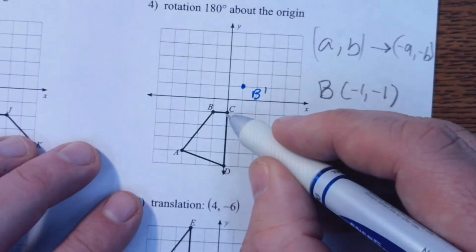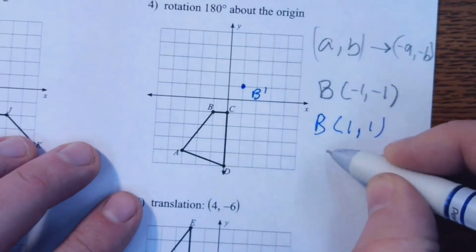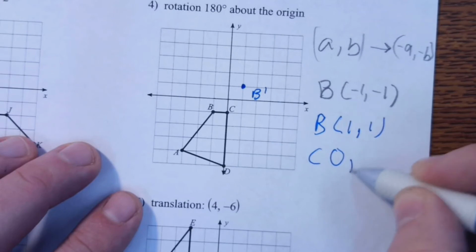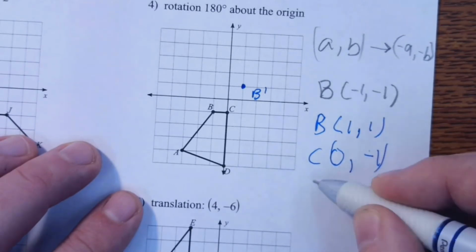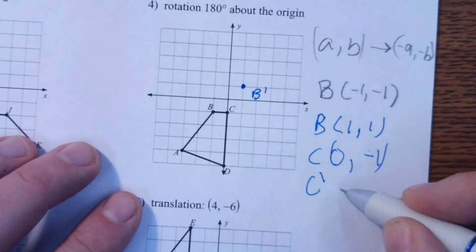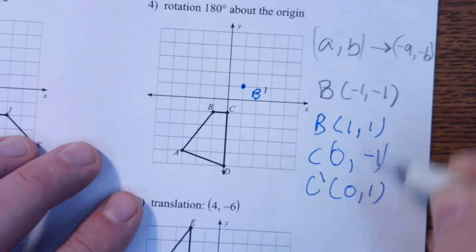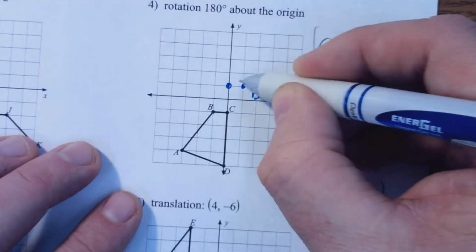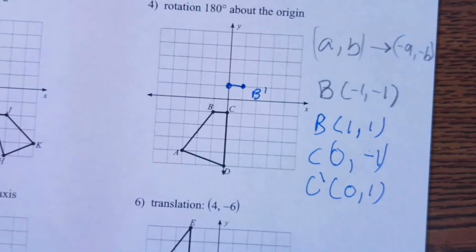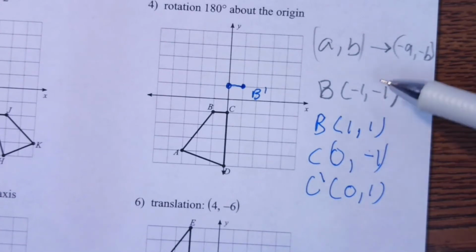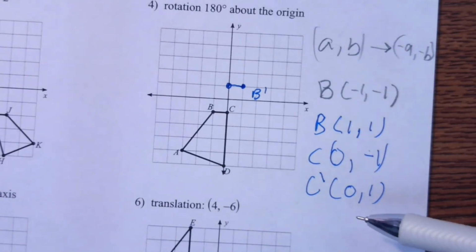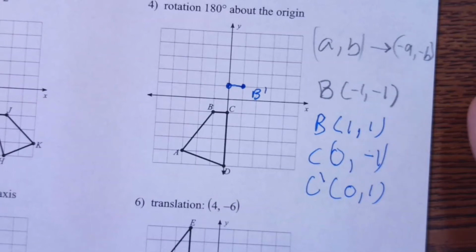Okay, C, that should be easy. That's (0, negative 1). That means C prime would be (0, positive 1) right here. Okay? So that's another way to do it. If you can't see it, you can do it like that. This is probably the easiest way. It takes a little bit longer, sure, but probably the easy way to do it.